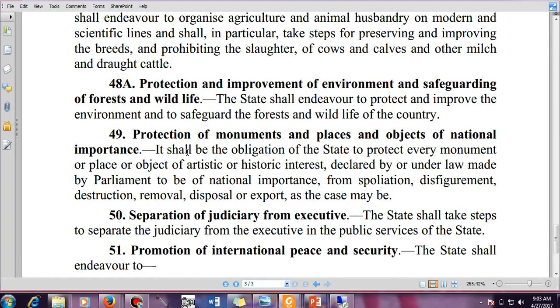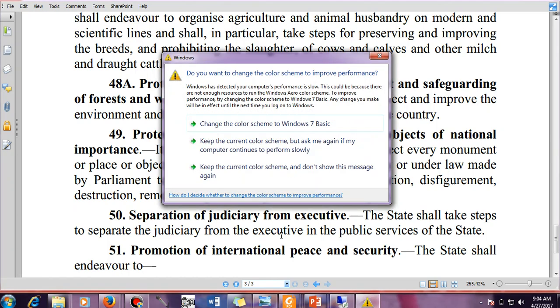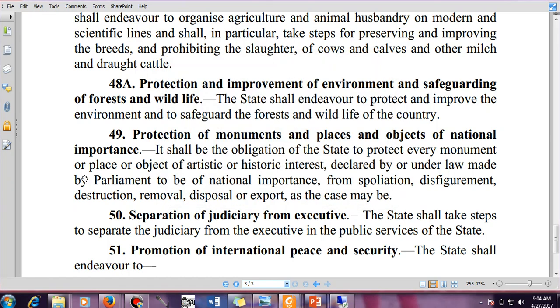Article 50 says about the separation of judiciary from executive. This is a very important part of the Indian constitution, but as it is written in the DPSP, many times we mix up executive and judiciary. The main thing is judiciary should not interfere in the function of the executive and vice versa. So we have to implement it properly. I don't know how far it has been implemented, but now the time has come to implement these things.